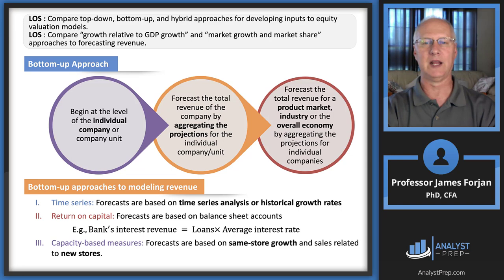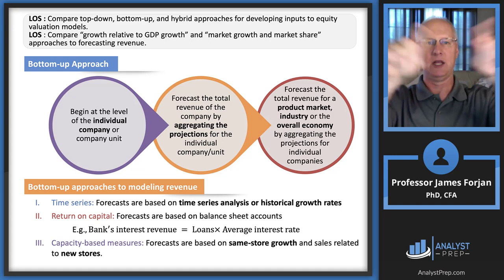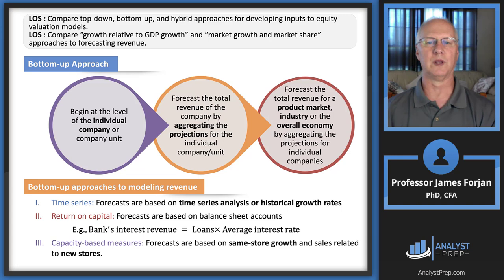And then we're going to look up and see, all right, well, here are Jim's main competitors, and here are some tertiary competitors out here. So look at that middle circle point there, aggregating the projections for the individual company or the unit so that we can go then and make an estimate for the entire product line and then the industry. So we're bottom upping to get all the way up to the top of that rain cloud. And you can do this with time series. You can do return on capital, or you can do some kind of capacity-based measures.